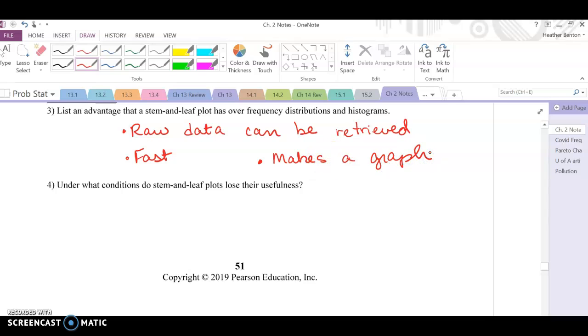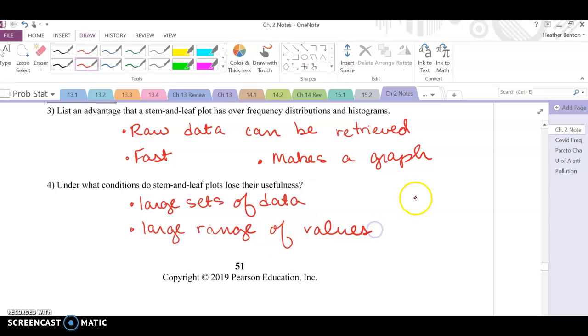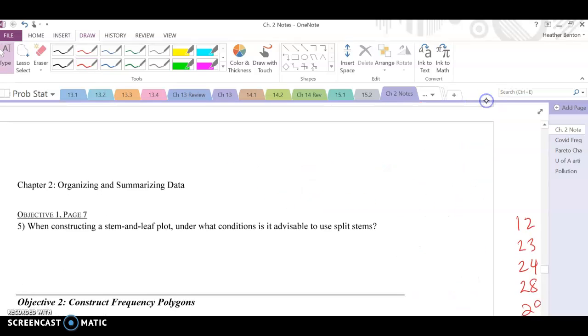And then under what conditions do stem and leaf plots lose their usefulness? Well, when you have a lot of data, large sets of data, you could be here all day trying to make a stem and leaf. Or a large range of values would be the other situation. And just by that we mean that, if my first number is 1 and then my second number doesn't come in until 500, or if maybe the first few numbers are 1 through 10 and then I've got this other number way down here, 500, whew, man, you wouldn't want to put all those stems 10 to 500. Again, you'd be here all day.